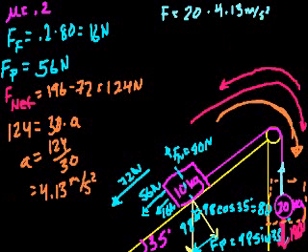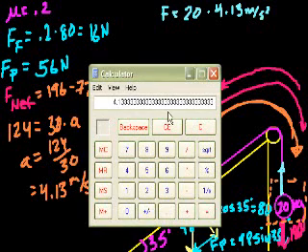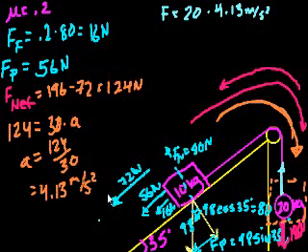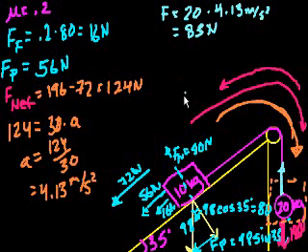So the net force, 20 times 4.13 is 82, let's just say 83 newtons. 83 newtons down. We know that the net force is 83 newtons down. We also know that the tension force plus the force of gravity, and what's the force of gravity? The force of gravity is just the weight of the object.